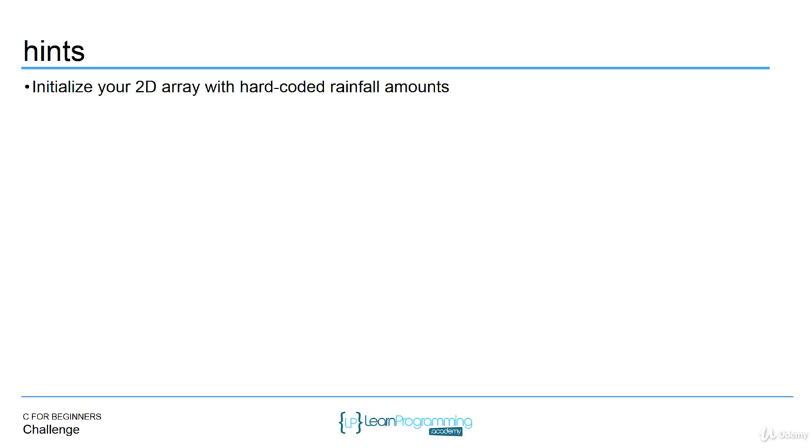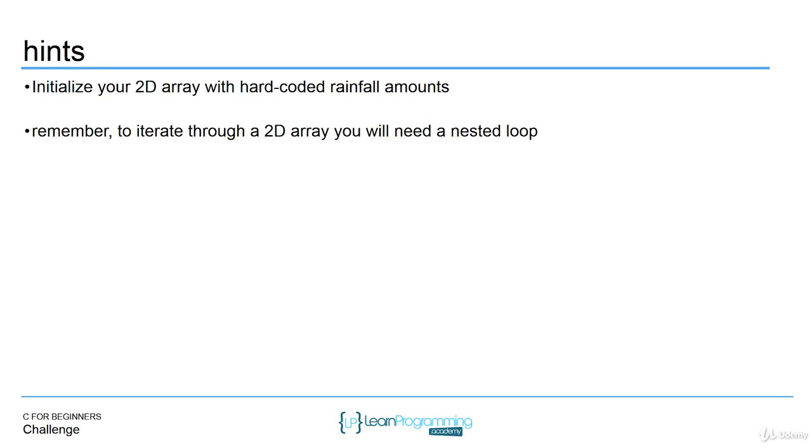So you want to initialize your 2D array with hard-coded rainfall amounts. We know how to initialize an array. For a 2D array, you can initialize rows. So you can have brackets inside of the brackets to represent each row. And each row has 12 columns, so you would have 12 floating point values. And then you separate each row by commas, and you just create new brackets. We should know how to do that. And then again, just a reminder, to iterate through a two-dimensional array, you're going to have a nested loop, basically one inner loop. If it was a 3D array, you'd have to have 2 inner loops.